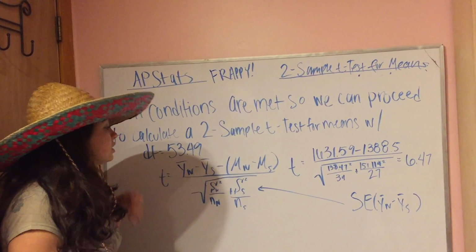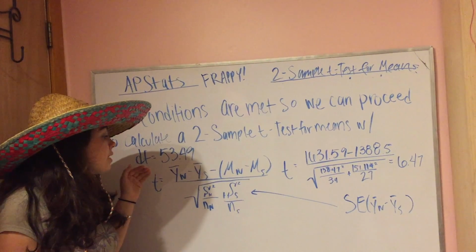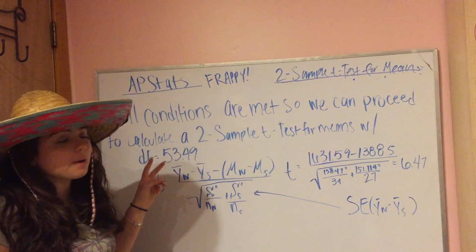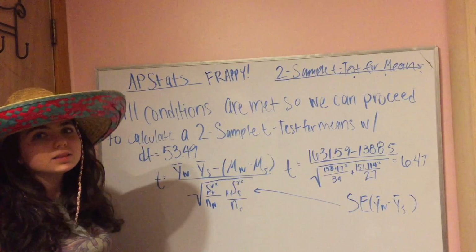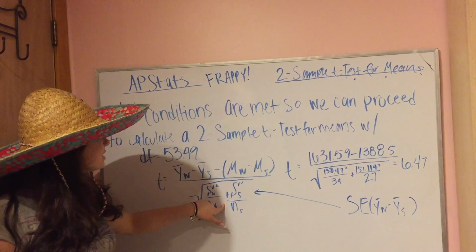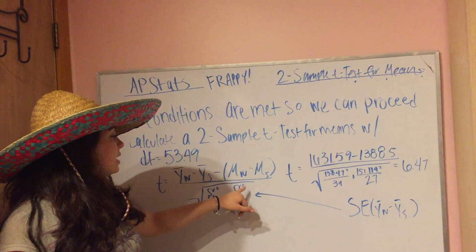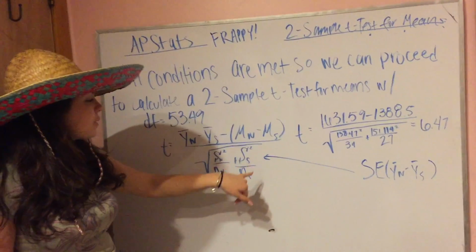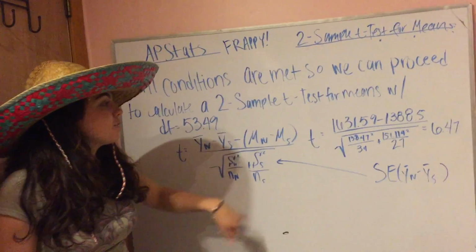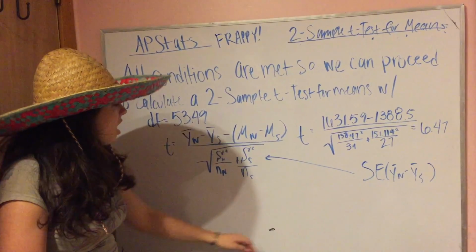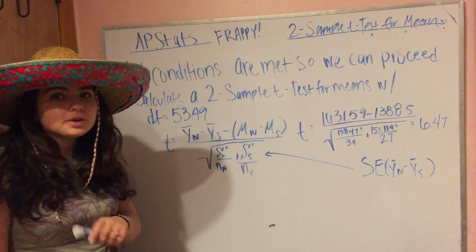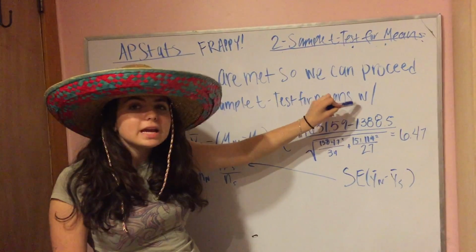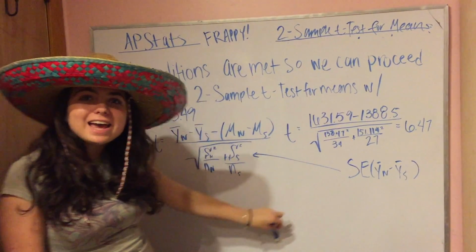And that is the square root of the standard error squared of the north over the sample size of the north, plus the standard error of the south squared over the sample size of the south men. Alright, now that you know this, I will show you how to plug it into the calculator so you can get these great numbers. We are excited!